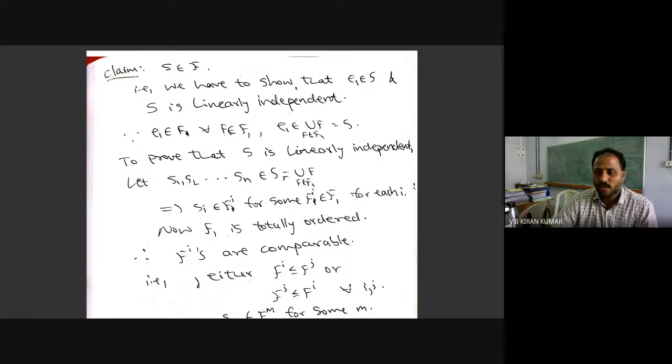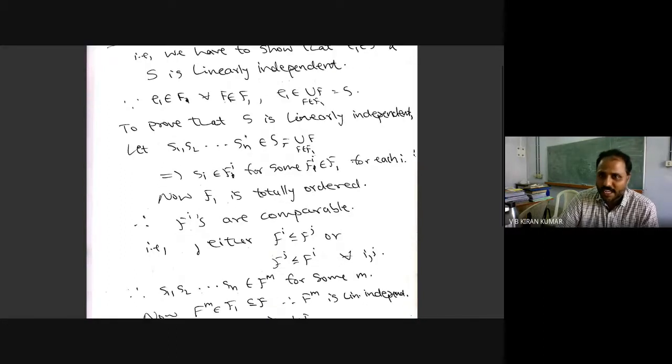That is, we have to show two things. One is that S should be linearly independent. Second is that e1 is contained in S, that is, e1 is an element of S. So these are the things which characterize elements of F. So e1 will be in S because e1 belongs to F for all F belonging to F1. Therefore, the union also contains e1.